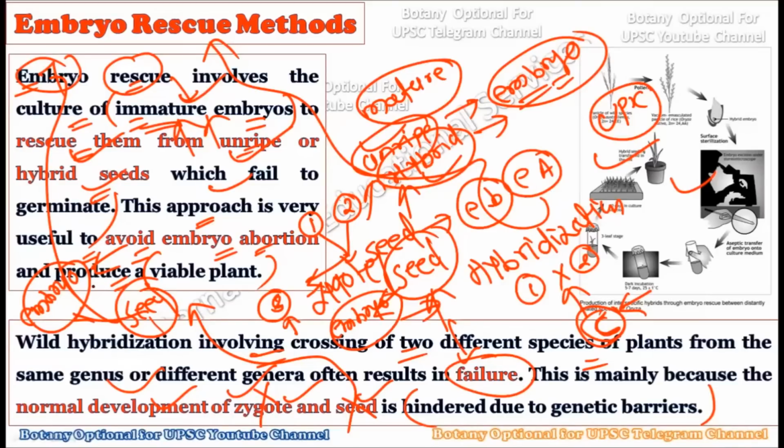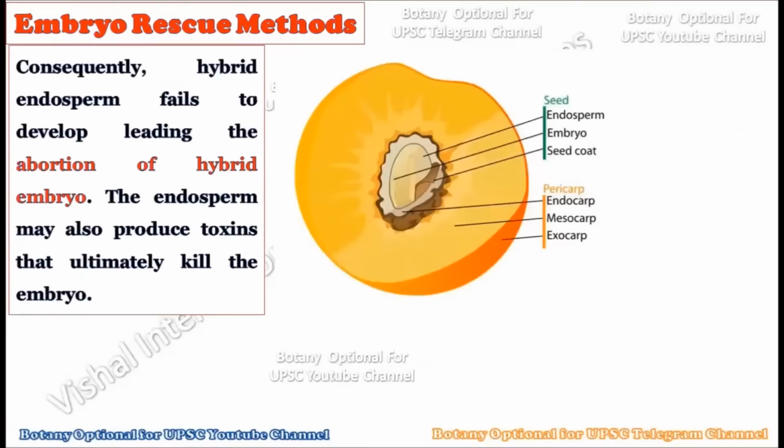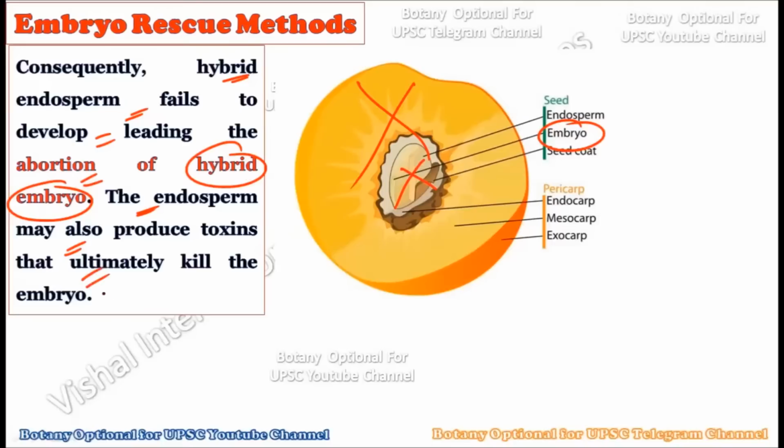In this way, we can actually save the result of this plant hybridization experiment. Now consider, consequently, the hybrid endosperm fails to develop, leading to the abortion of a hybrid embryo. So if the seed is going to fail, then the embryo is also going to fail. The endosperm may also produce toxins that ultimately kill the embryo.